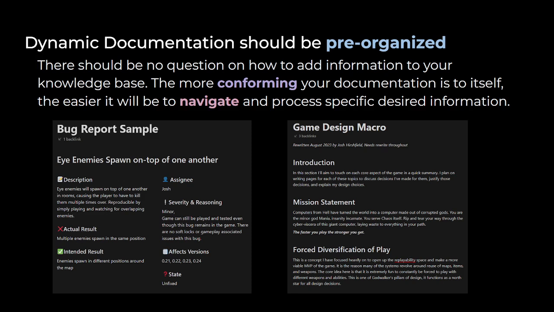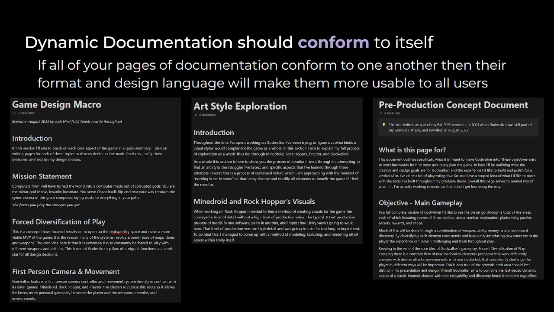On the bottom right is a game design macro, and it's formatted in a way that I really like, where there's an introduction, the main idea, and then you dive into the content. I do this for all the articles that I write in my wiki. They're all formatted the same way so that they're very easy to read and process, because you build a sort of design language within your documentation. And here's an example of that.